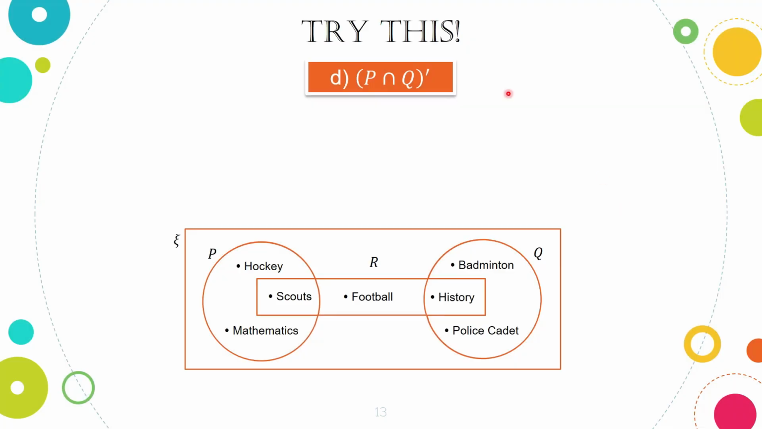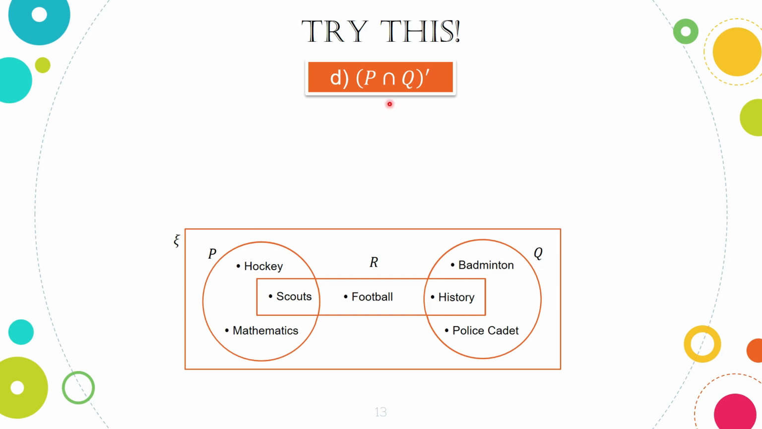Next, I want all of you to try this question. Please try this question. I give you 1 minute and I will discuss with you. Okay, 1 minute already passed. So, can you get the answer? Semua orang dapat jawapan tak? Hockey, mathematics, badminton, and police cadet. Okay, this is your answer. That answer just right now is incorrect.